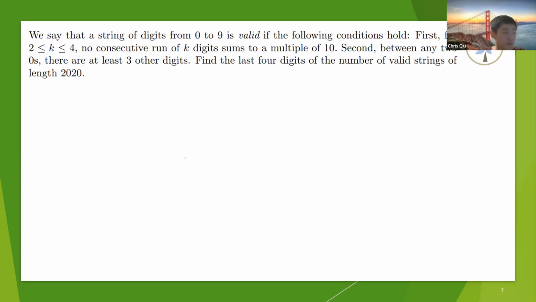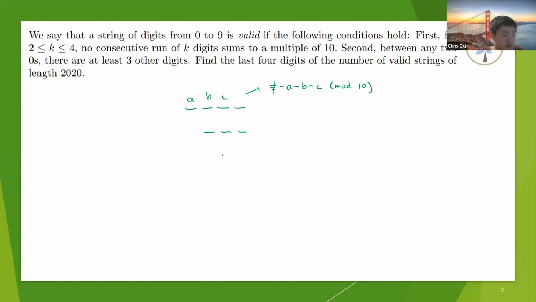And so let's just draw out, say, 4 consecutive digits, and let's say the first 3 are A, B, and C. Then our fourth digit cannot be congruent to negative A minus B minus C mod 10. And this is basically saying that this fourth digit, when added to the 3 digits that came before it, cannot be 0 mod 10 or a multiple of 10.